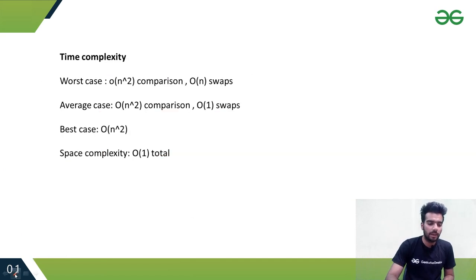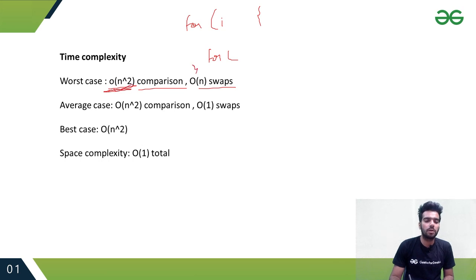Now let's see the time complexity for selection sort. In the worst case, it takes order of n square comparisons and order of n swaps. If you remember, there were two for loops in selection sort. These two are nested for loops, that's why they are order of n square in the worst case, and order of n swaps. It will definitely do n swaps in the worst case.